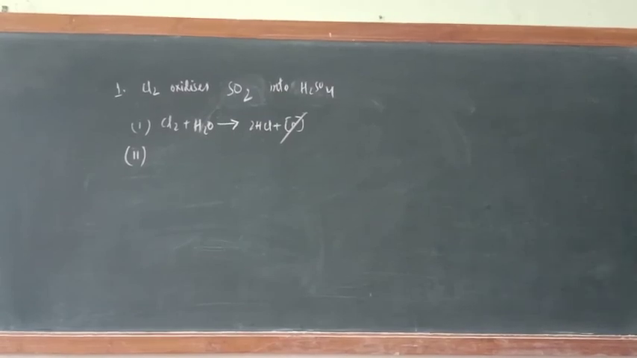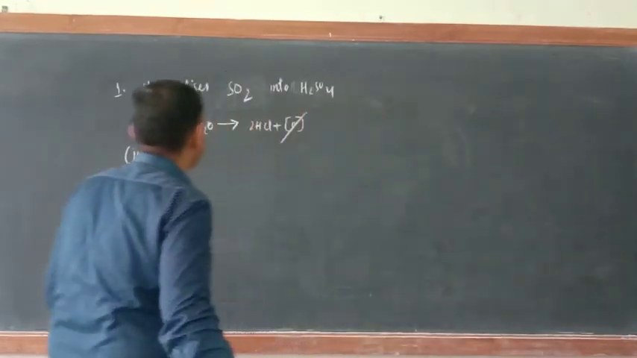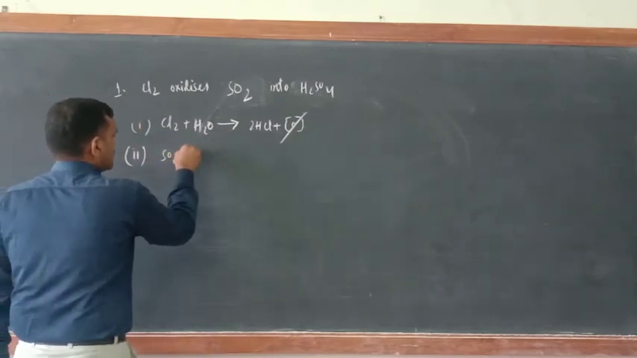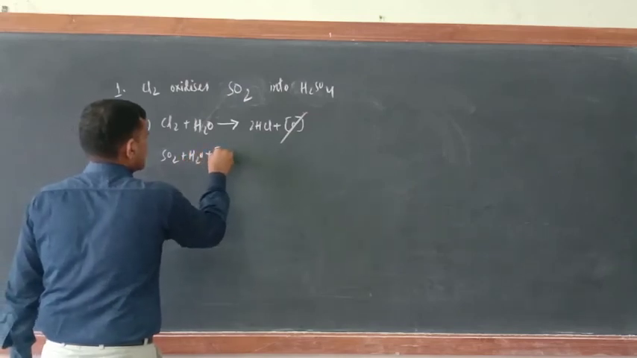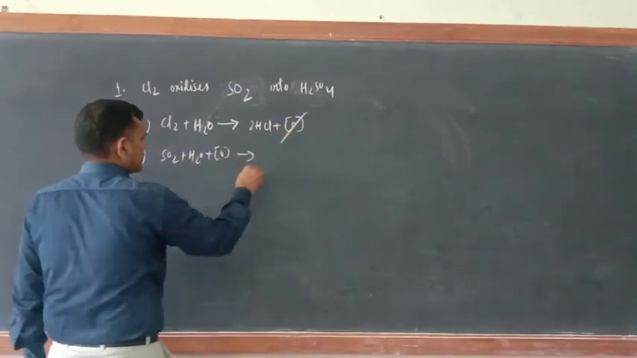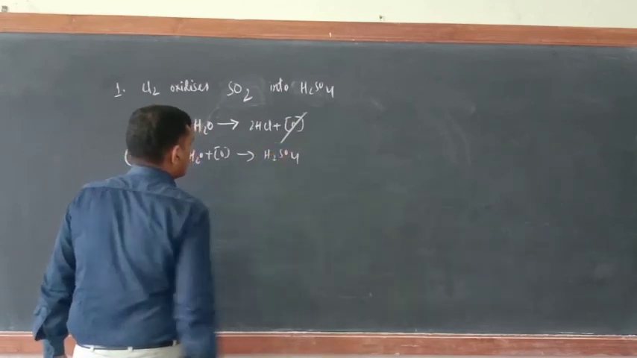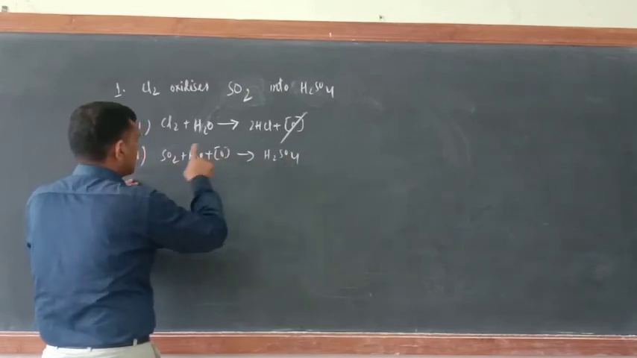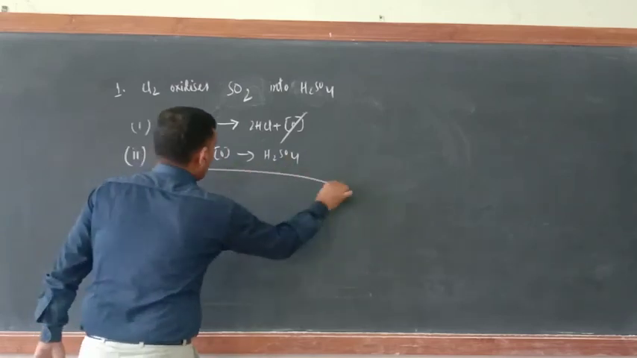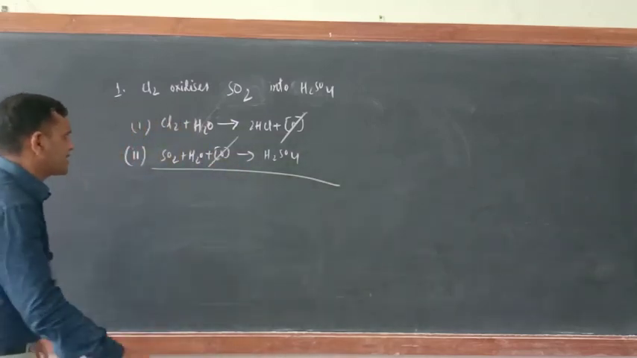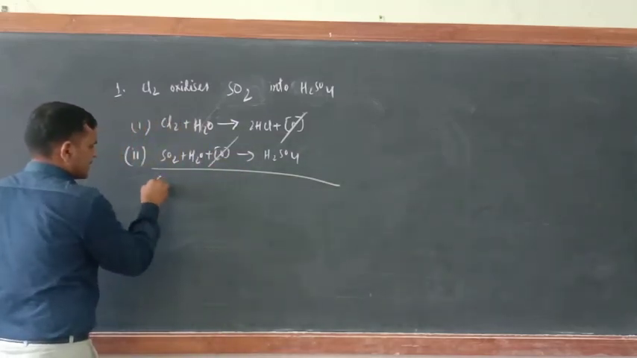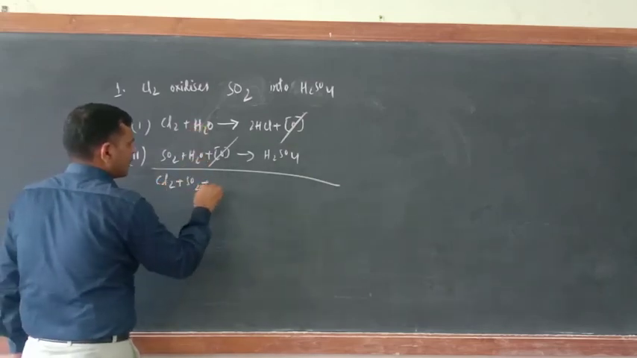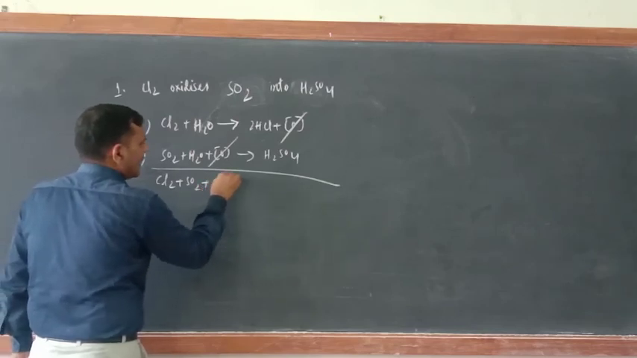Next one is Cl2 oxidizes SO2 into H2SO4. So the first step is common. Second step, just take SO2 plus H2O plus nascent oxygen. This nascent oxygen gives H2SO4. Now check the total number: 2, 3, 4, so 4 oxygen, 2 hydrogen. Everything is balanced. Now add this one. This oxygen will be cancelled out. Now what is left here? Cl2 plus SO2 plus H2O and H2O, so that is 2H2O.